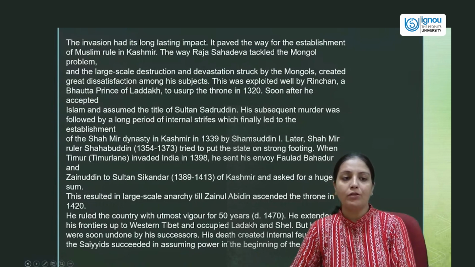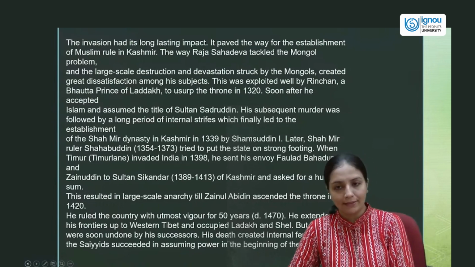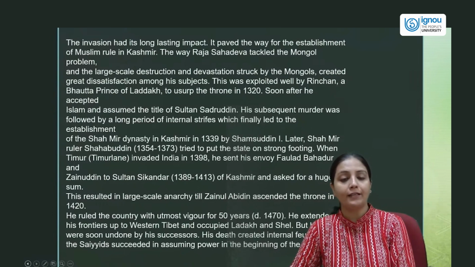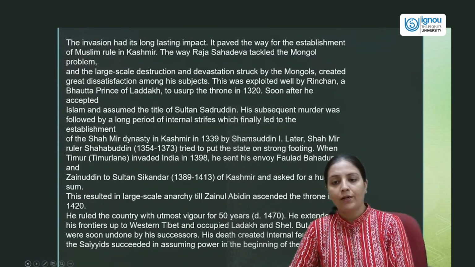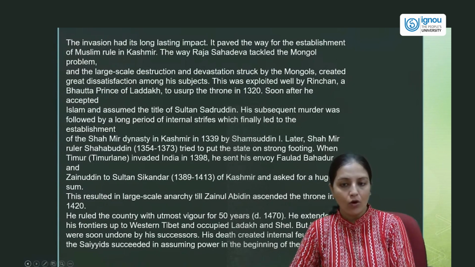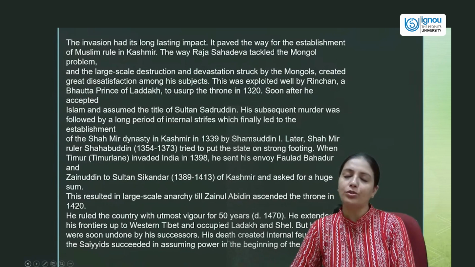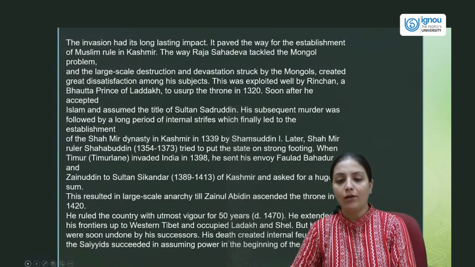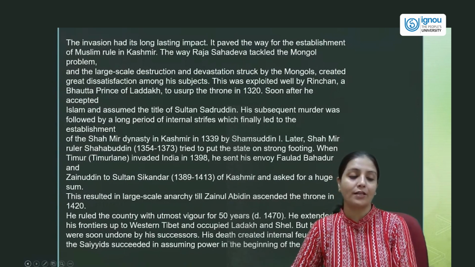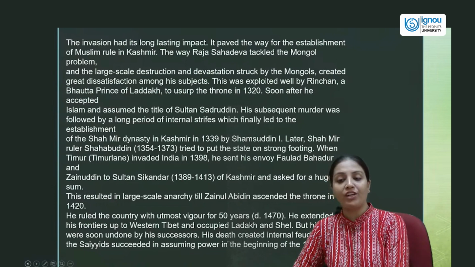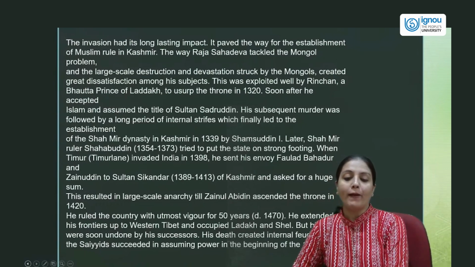Later, Shah Mir ruler Shahabuddin tried to put the state on strong footing. When Timur invaded India in 1398, he sent his envoys Fawlad Bahadur and Zainuddin to Sultan Sikandar of Kashmir and asked for a huge sum. This resulted in large-scale anarchy till Zainul Abidin ascended the throne in 1420. He ruled the country with utmost vigor for 50 years and he extended his frontiers up to western Tibet and occupied Ladakh and Shin.